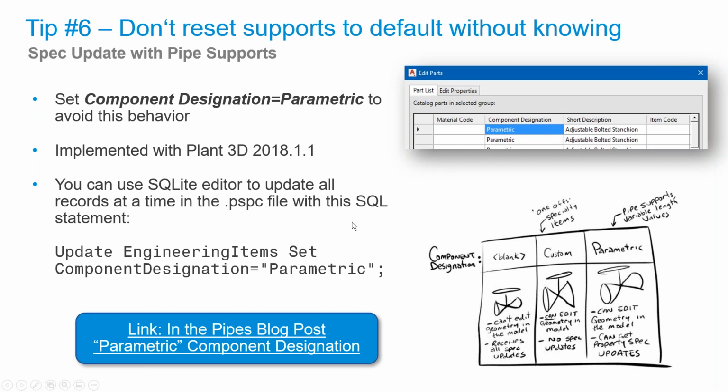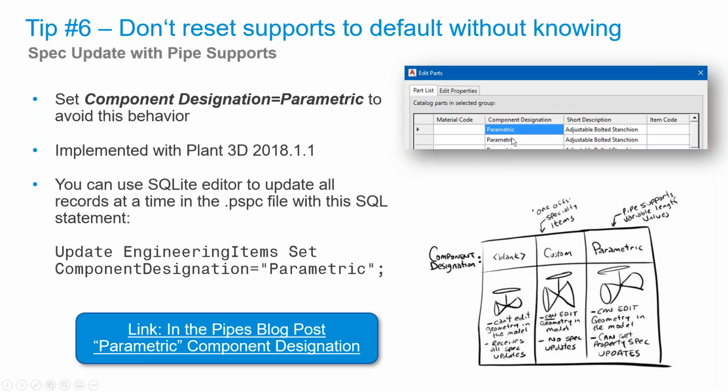And one tip here is, if you're good with SQLite, you can just go through and edit these. The spec files for Plant 3D are actual SQLite databases, so you could go in and run this SQL statement here, and it's just going to update everything in the table there to be component designation parametric under the engineering items.